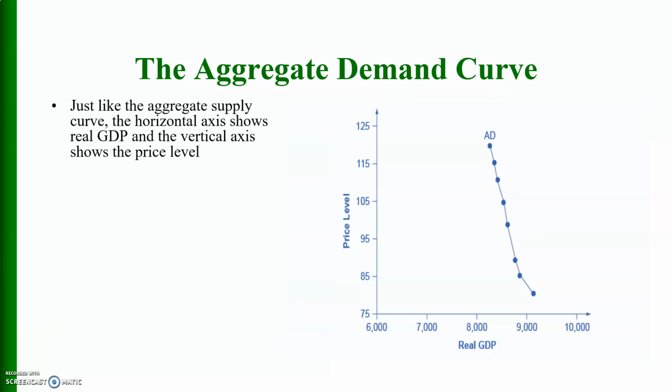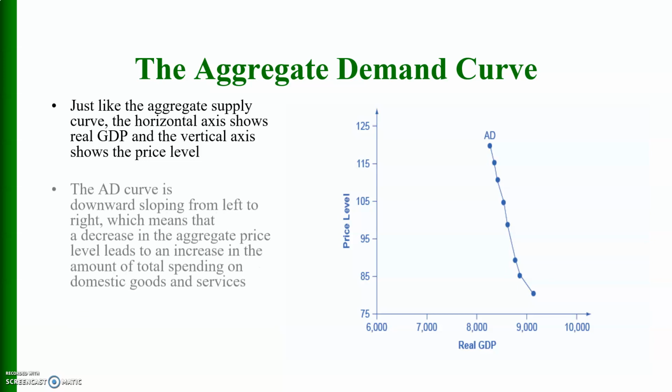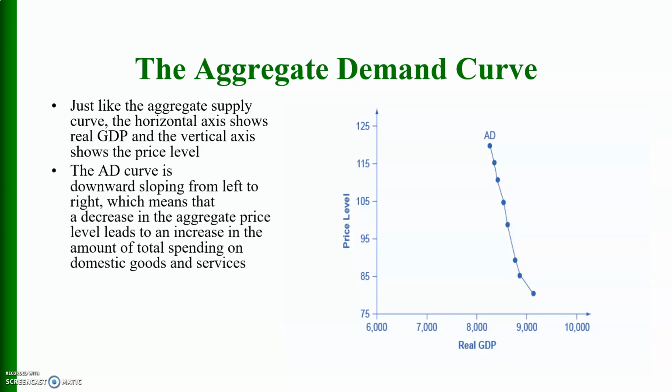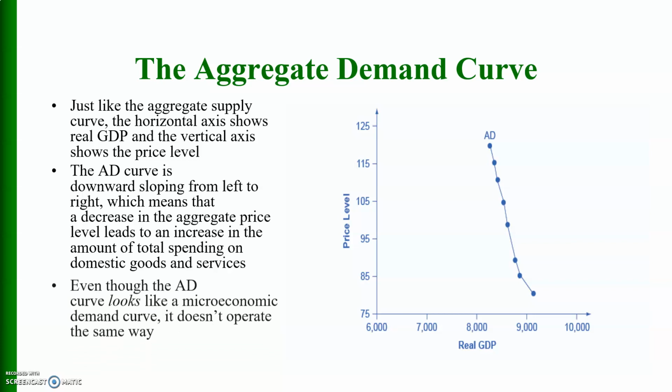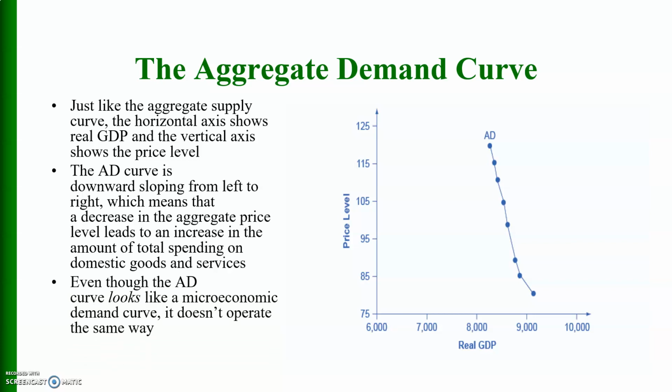Here is the aggregate demand curve, and that is negatively sloped. Just like the aggregate supply curve, the horizontal axis shows real GDP and the vertical axis shows the price level. The AD curve is negatively sloped from left to right, which means a decrease in the aggregate price level leads to an increase in the amount of total spending on domestic goods and services. Even though the aggregate demand curve looks like a microeconomic demand curve, it does not operate the same way.